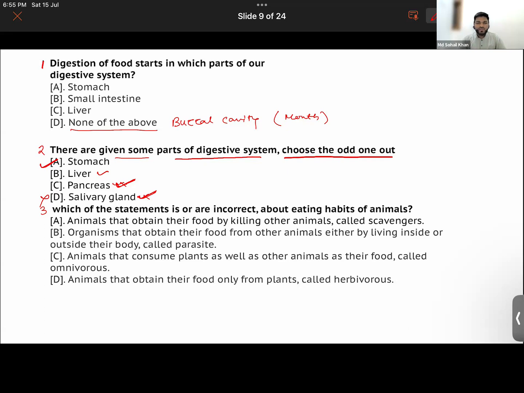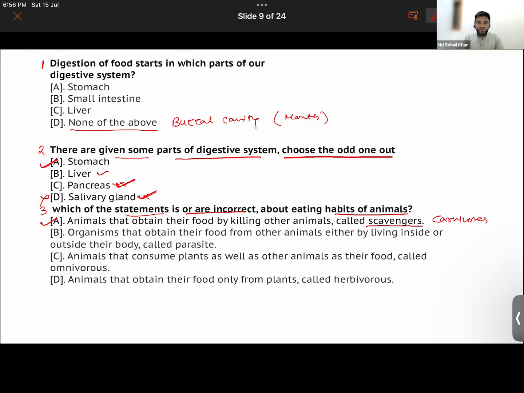Sundus, again, it's wrong, dear. Look here, guys. For question number 3, if you read the question properly, what does it say? Which of the statements is or are incorrect about eating habits of animals? See option A: animals that obtain their food by killing other animals are called scavengers. Is it correct, Sundus and Vaiga? No, sir, it's not correct. The question is asking which one is incorrect, so obviously option A, because the animals that hunt down other animals are called carnivorous.